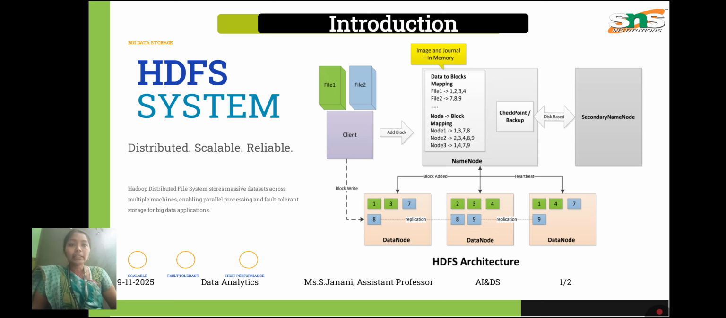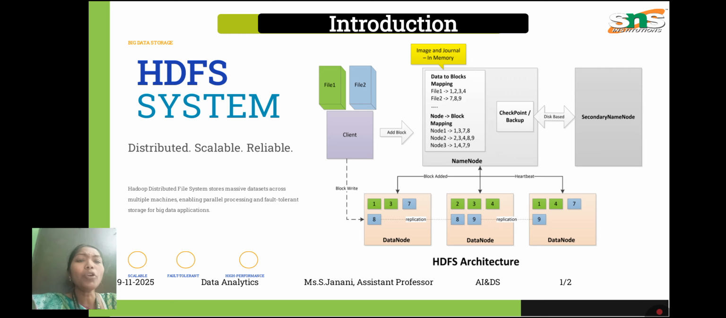So here, file 1, file 2 and the different clients are transferring data from the clients, and the data will be stored in the nodes, using the mapping concept from the data to the block concepts. Next we are using the checkpoints and backup points, within which we use the name node, where the block mapping is used. This is connected to the blocks.